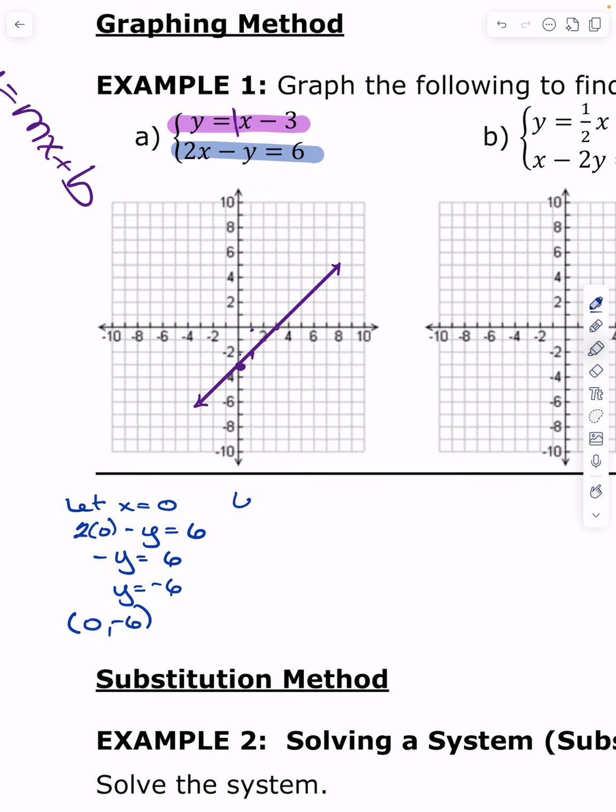And I should be able to do that with y. We're so used to plugging in numbers for x, we kind of forget that we can also plug in numbers for y. So when y equals 0, x equals 3. These are two separate and distinct points. I'm not going to cram that x and y together. But I have (0, negative 6). I have (3, 0). Well, that's handy.